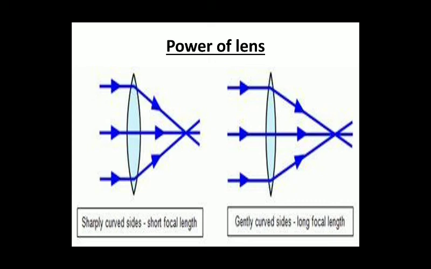So this ability of the lens to converge the rays, or similarly in the case of a concave lens, the ability of the lens to diverge the rays, is defined as the power of the lens. And what we are observing: less focal length in the first case, more ability to converge. In the second one, long focal length, so less ability to converge, it means power is less.